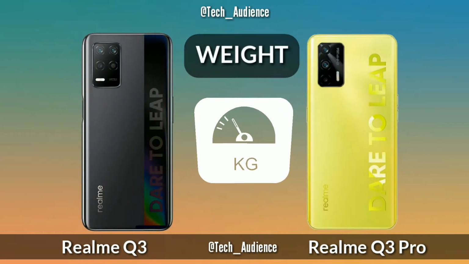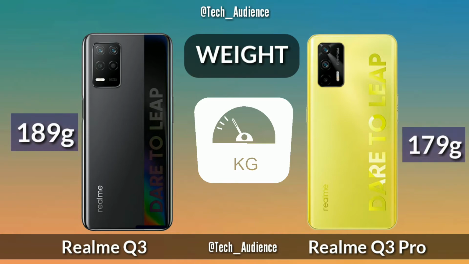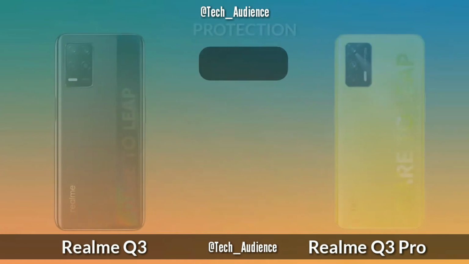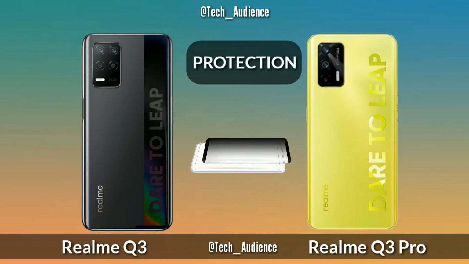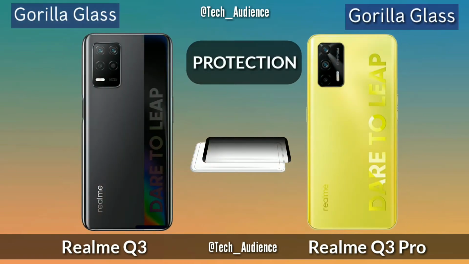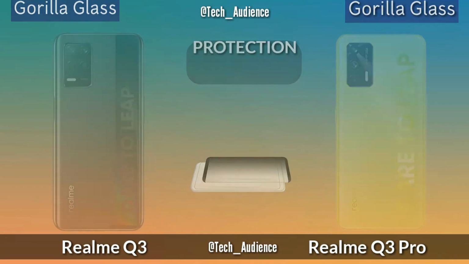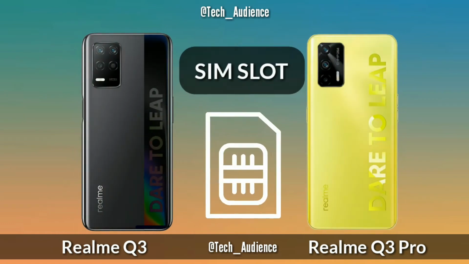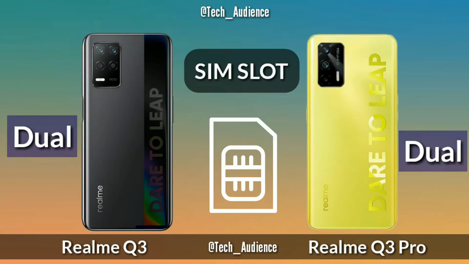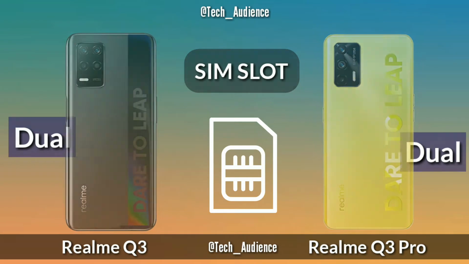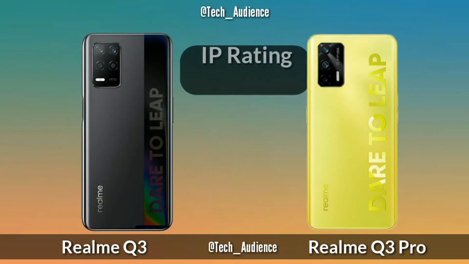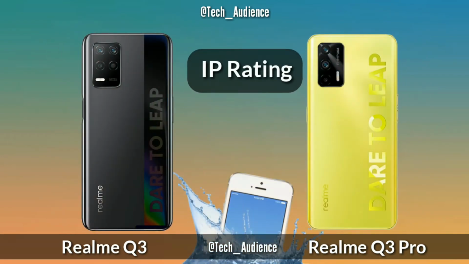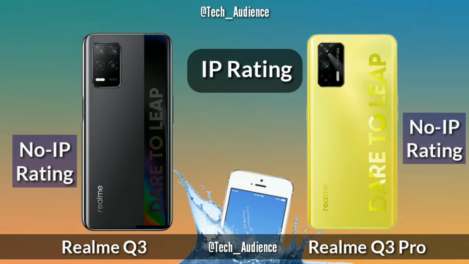Weight: the Realme Q3 189 grams versus the Q3 Pro 179 grams. Protection: the Realme Q3 and Q3 Pro both use unknown Gorilla Glass. SIM slot: the Realme Q3 and the Realme Q3 Pro both devices have dual SIM slots. IP rating: the Realme Q3 and the Q3 Pro both devices have no official IP rating for water and dust.